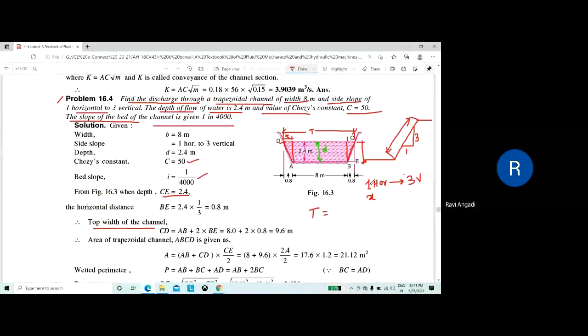So what is given here? For one horizontal, 3 is vertical. For x horizontal, what is the depth? For x horizontal, 2.4, correct? Yes, sir. See, this is the side slope given. For one horizontal, 3 is vertical. For x horizontal, 2.4 is the depth. Then cross multiply. What do you get? X into 2.4 is equal to, sorry. Sir, x into 3. X into 3. Yes, correct. X into 3.